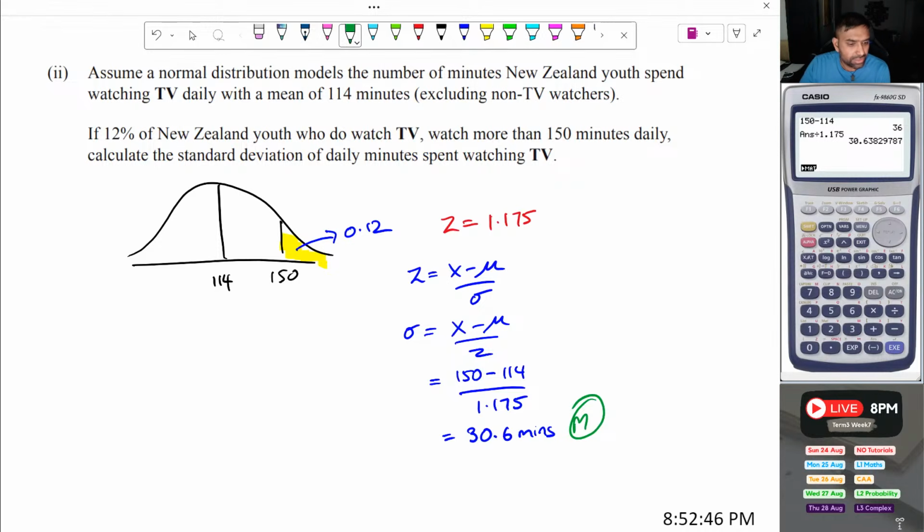So covered Z to calculate mean, we've done that. Z to calculate standard deviation, done that. Mixing it up, yeah, whatever, done that. Mixed normal distributions.